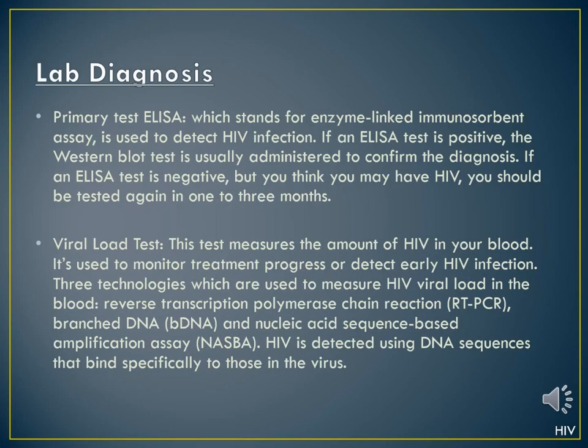3 technologies measure HIV viral load in the blood, which are reverse transcription polymerase chain reaction, RT-PCR, branched DNA, bDNA, and also nucleic acid sequence based amplification assay, NASBA. HIV is detected using DNA sequences that bind specifically to those in the virus.